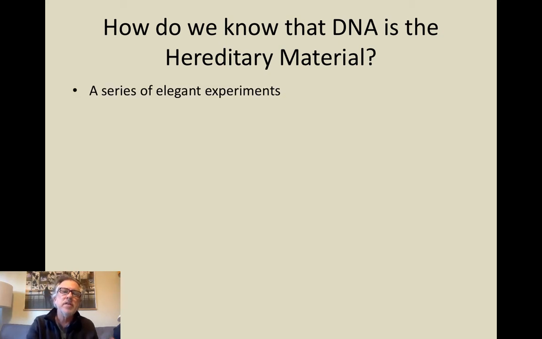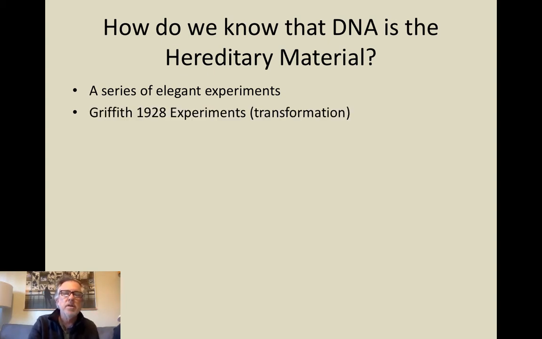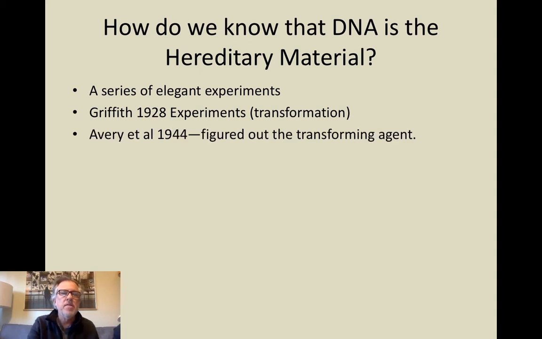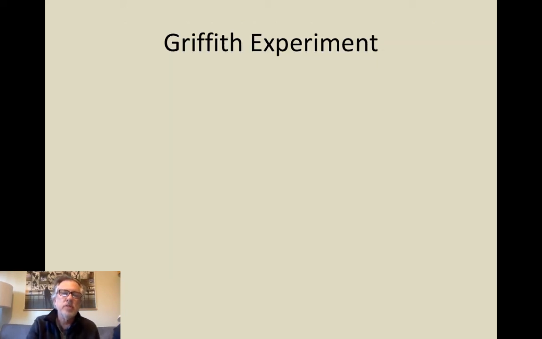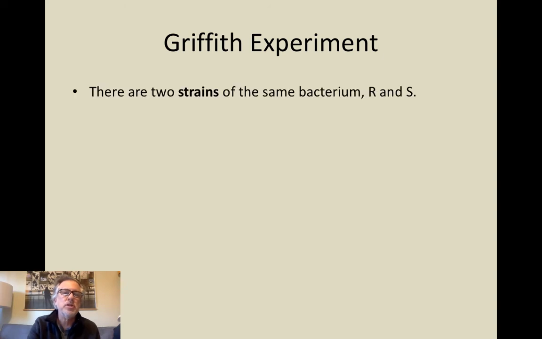Well, a series of elegant experiments done early in the last century established that fact. There was the Griffith Experiment that was published in 1928, the Avery et al. Experiment in 1944, and the Hershey Chase experiment in 1952. And we're going to look at those experiments today to see how we learned that DNA carries the information of heredity. So let's start with the Griffith experiment, since it was the earliest.